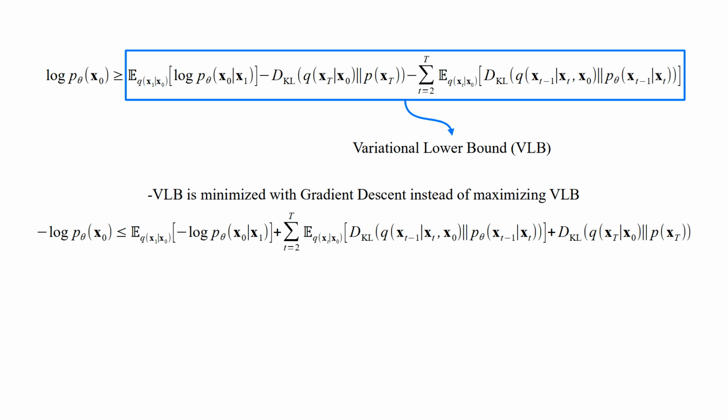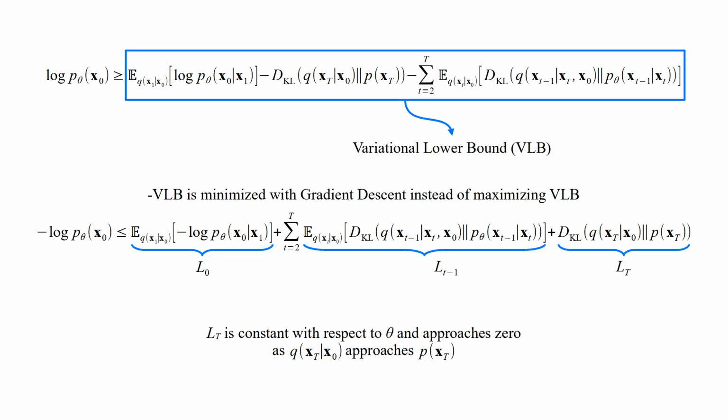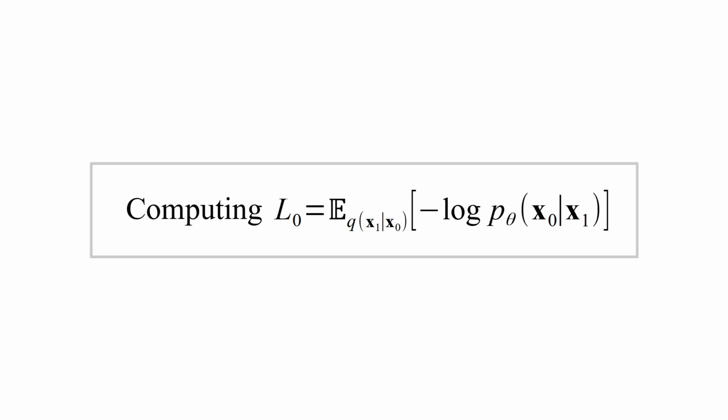Minus VLB is minimized with gradient descent instead of maximizing VLB. There are three terms, L0, Lt-1, and L-T. L-T is constant with respect to theta and can be ignored. Computing L0.